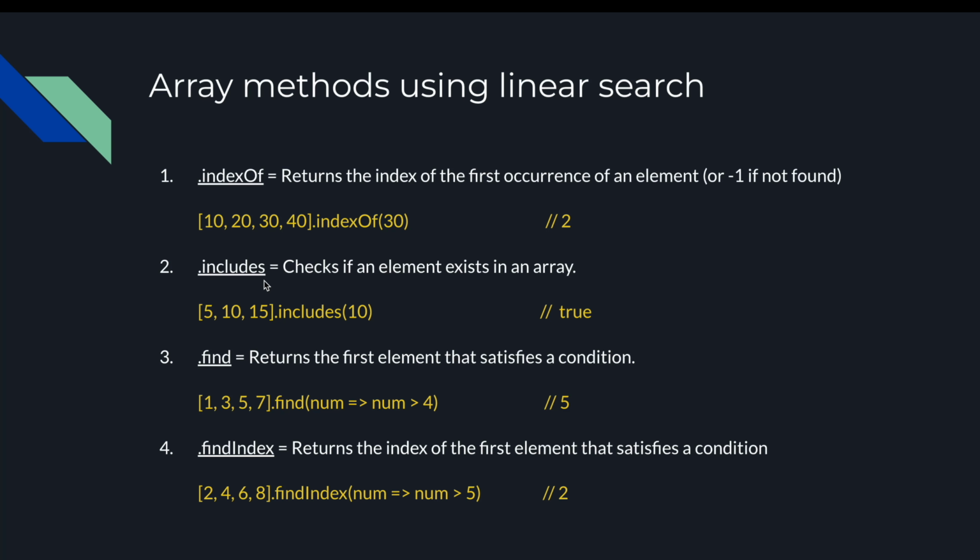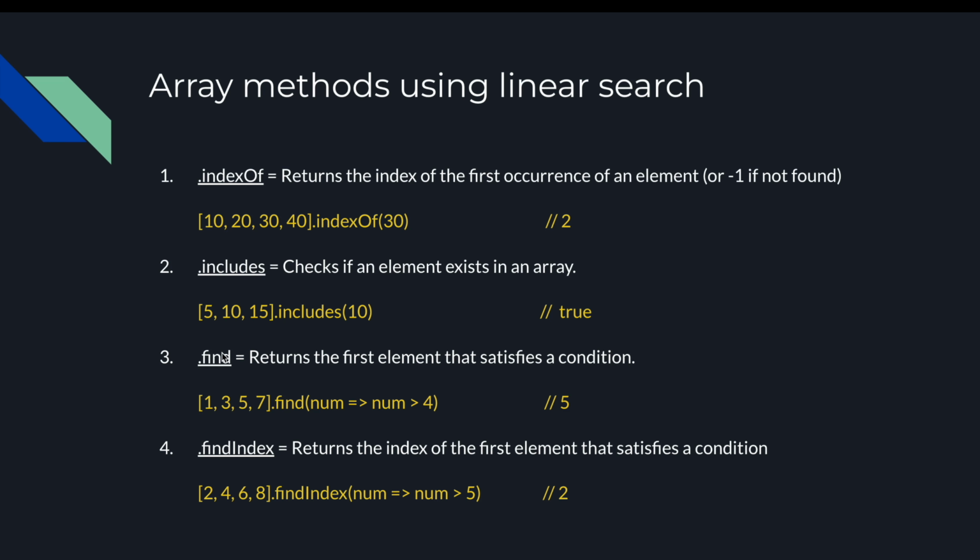We also have the .includes method that checks if the element exists in an array or not. For example, in this array, you can see we are trying to find if 10 exists or not. If it exists, this method will return true, otherwise it will return false. And this method also uses linear search behind the scenes.